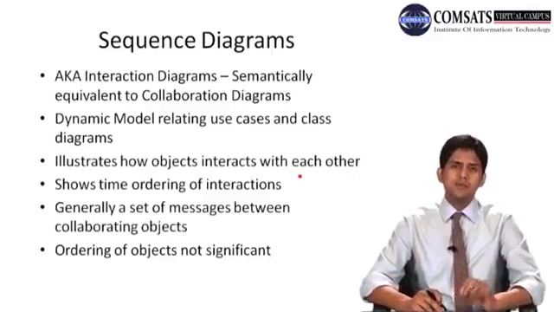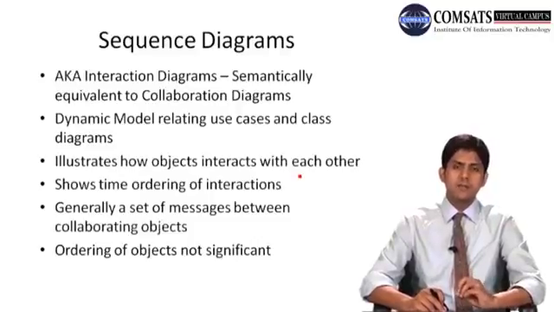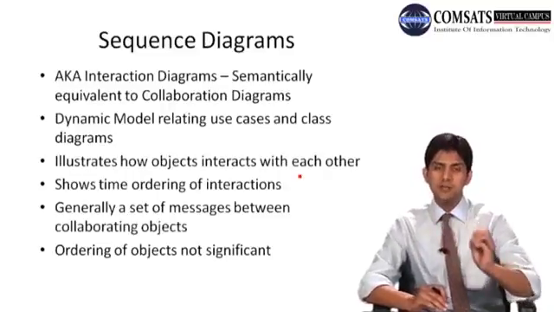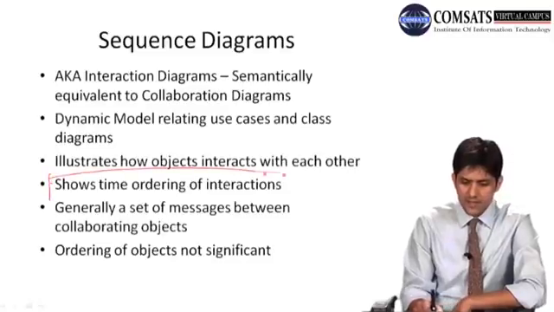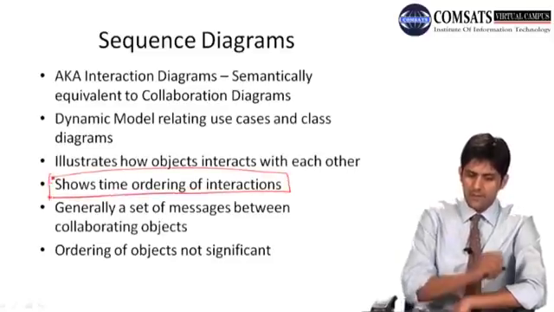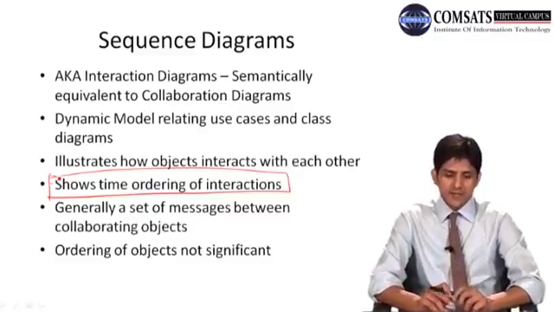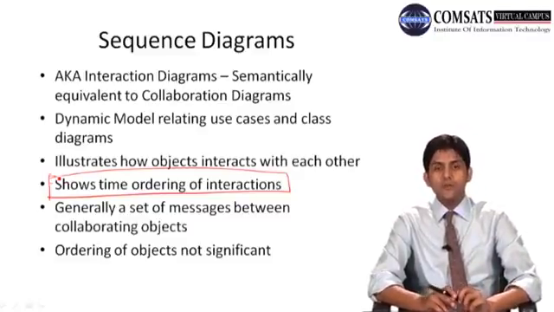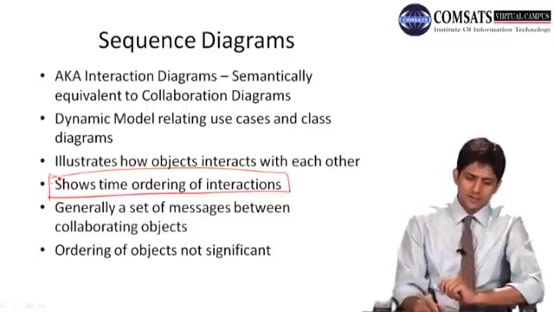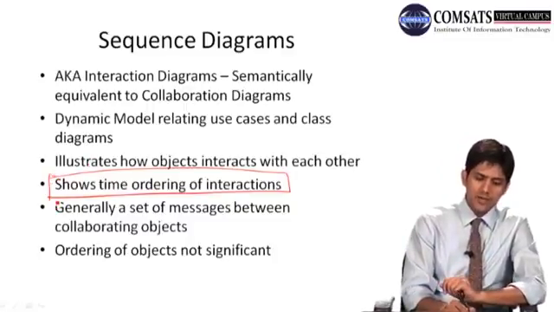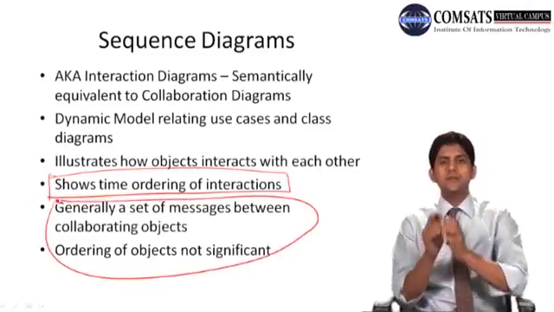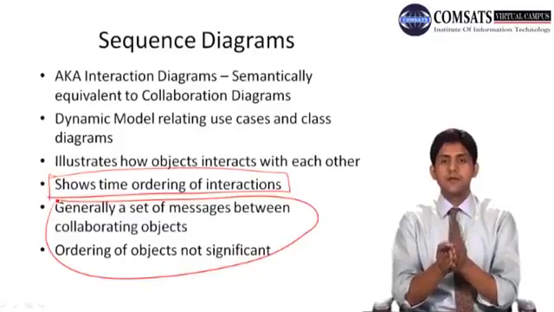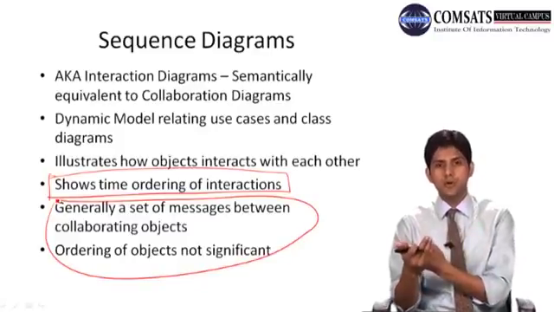And what is the most important thing that a sequence diagram tells, apart from the interaction between different objects? It shows the time ordering of the messages, or the time ordering of interaction between different objects. This is one of the key things that a sequence diagram tells. Generally, a set of messages between collaborating objects matters, and the ordering of objects is not significant. This relates to the previous slide, because in a collaboration diagram we are only interested in recording the interaction between different objects, whereas in sequence diagrams we want to know the time ordering.